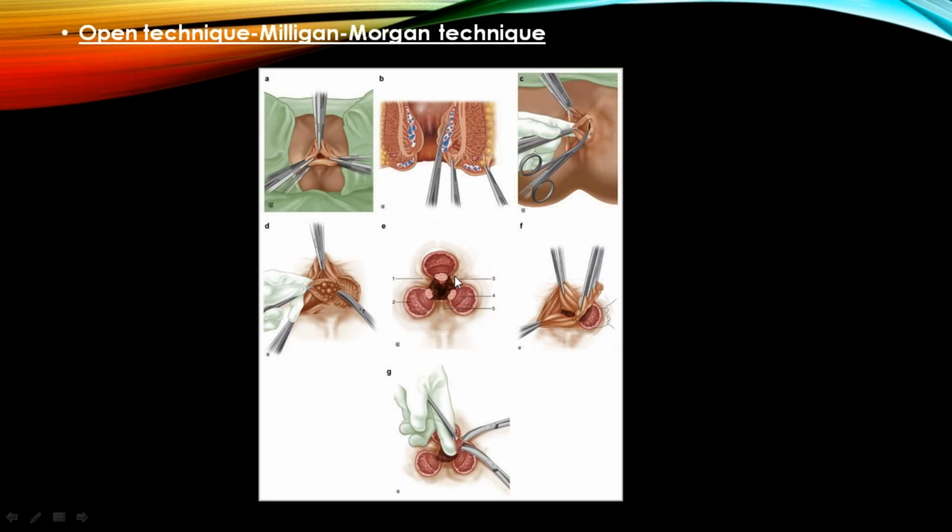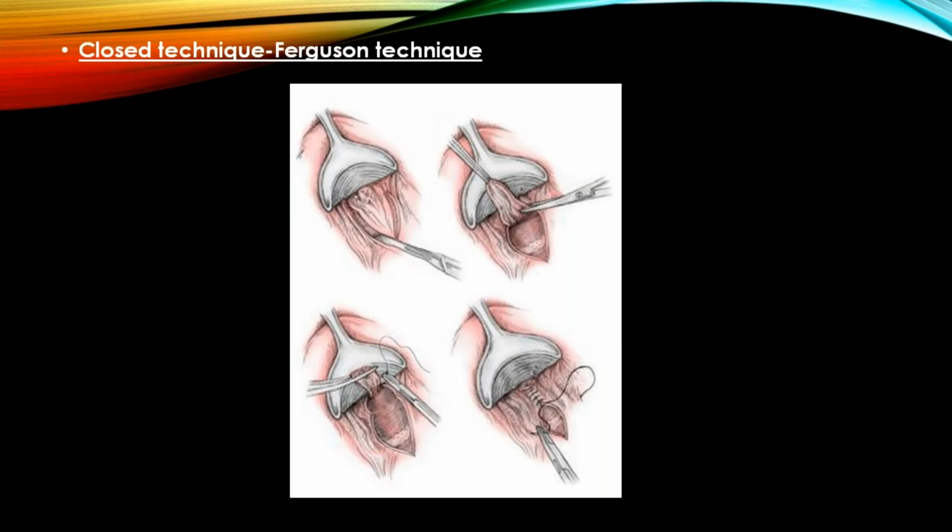If there is no adequate space between these two piles after removing, what happens is post-operative stenosis and stricture will happen. Okay, that is the main thing you should remember during operation. So the next is the Ferguson closure technique. There is not a lot of difference between the open technique and the closure technique. There is a minute difference.